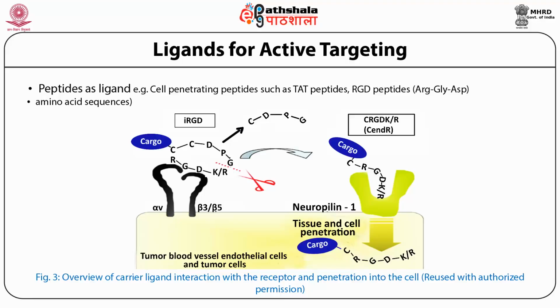In this figure, you can see an overview of the carrier-ligand interaction between a receptor and the penetration of the peptide into the cell. The cargo vesicles attach to a particular receptor present on the tumor cell in a blood vessel, and this carrier or cargo system further penetrates into the tumor cell. Examples are the iRGD peptide as well as neuropilin, which is the receptor present on the tumor cell.